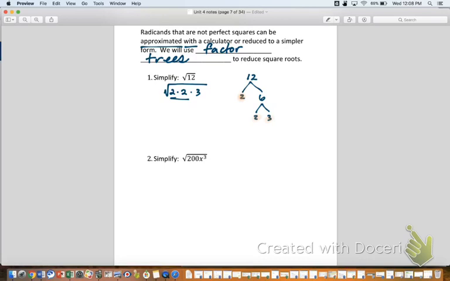What's 2 times 2? 4. So this is really square root of 4 times square root of 3. And what's the square root of 4? 2 root 3. Does that make sense?